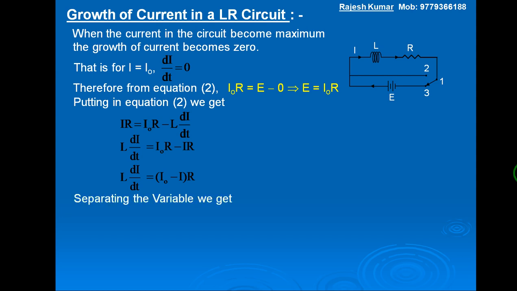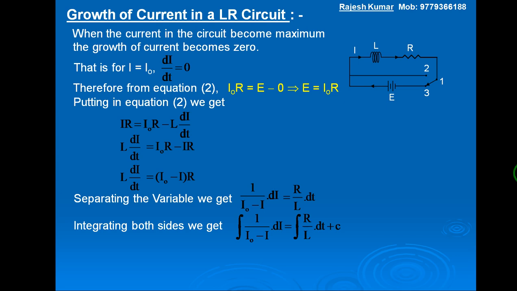This is a differential equation, and separating the variables we get 1 upon I naught minus I into dI is equal to R upon L into dt. Again by rearranging, integrating both sides, we get integration of 1 upon I naught minus I with respect to I is equal to integration of R upon L dt with respect to t plus c, where c is constant of integration. Now again by rearranging, we get minus integration of minus 1 upon I naught minus I with respect to I is equal to R upon L integration of dt plus c.